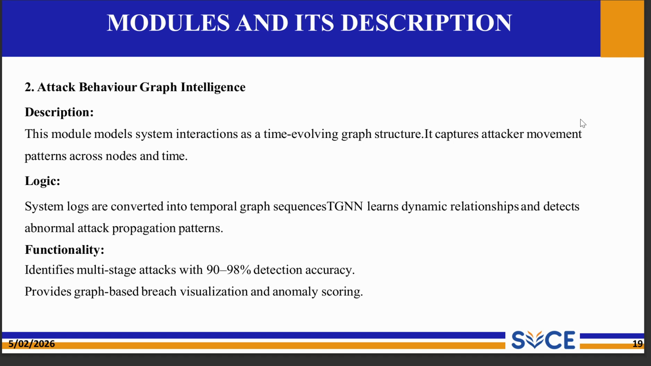Attack behavior graph intelligence. System logs are converted into temporal graph sequences. The TGNN learns dynamic relationships. This module identifies multi-stage attacks with 90 to 98% detection accuracy and provides graph-based breach visualization with anomaly scoring.